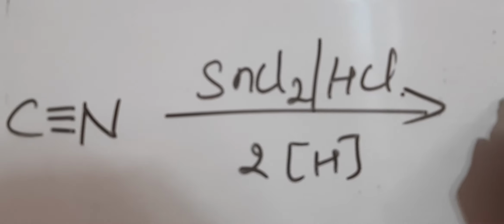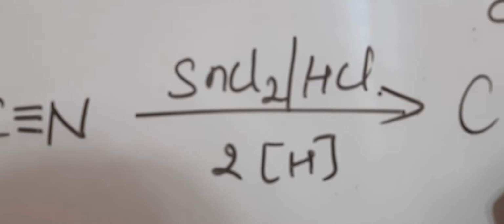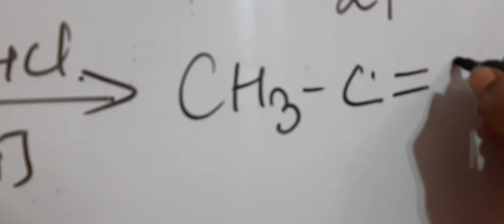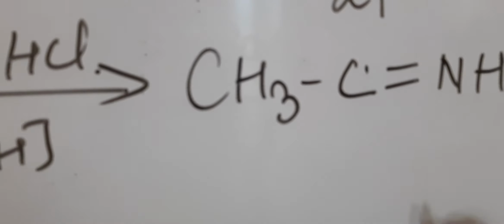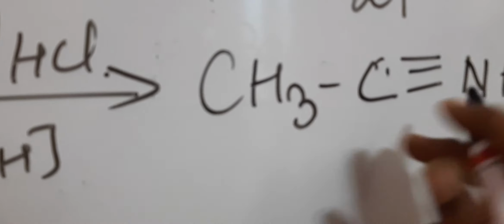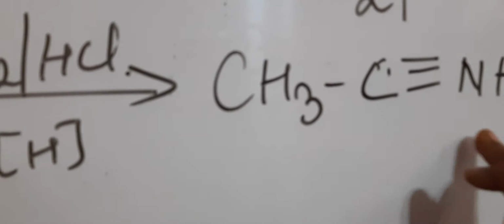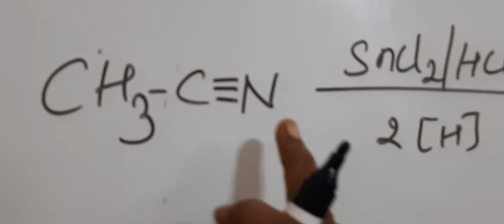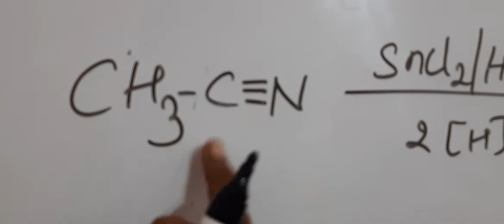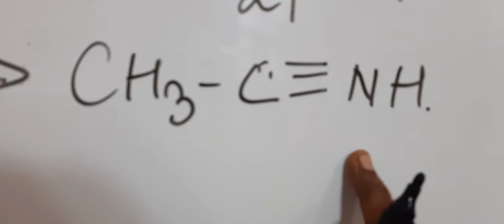So what you have to put is CH3 C double bond NH. So this is called imine. Okay, sorry, triple bond NH. So this is called as imine. So first you are converting the cyanide to imine.